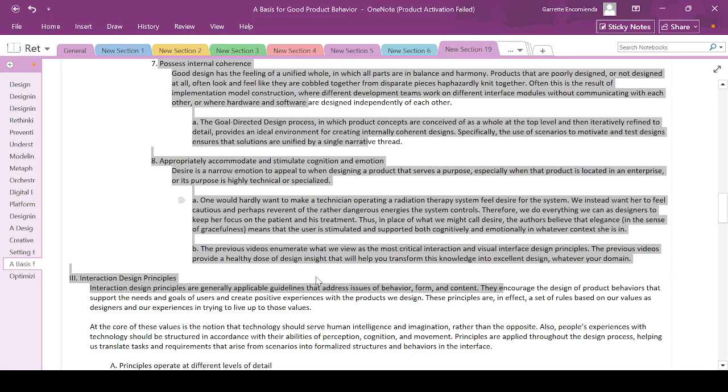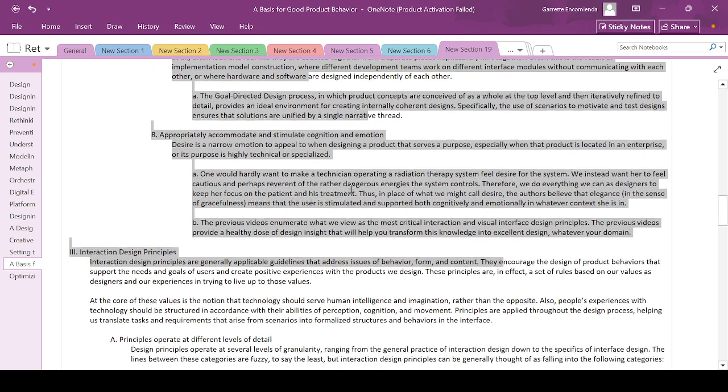Kind of like in writing, you need to keep the main point the main point. It's also one of the principles of design. So I think that's one of the key principles in life. You need to keep the main point the main point. The goal-directed design process, in which product concepts are conceived of as a whole at the top level and then iteratively refined to detail, provides an ideal environment for creating internally coherent designs.